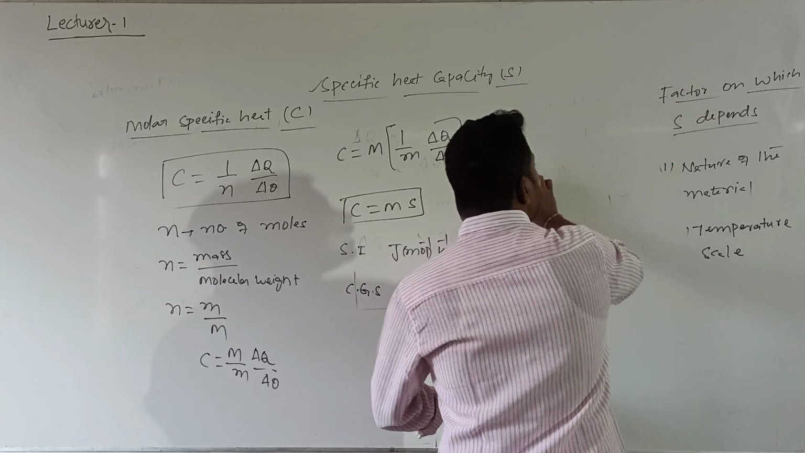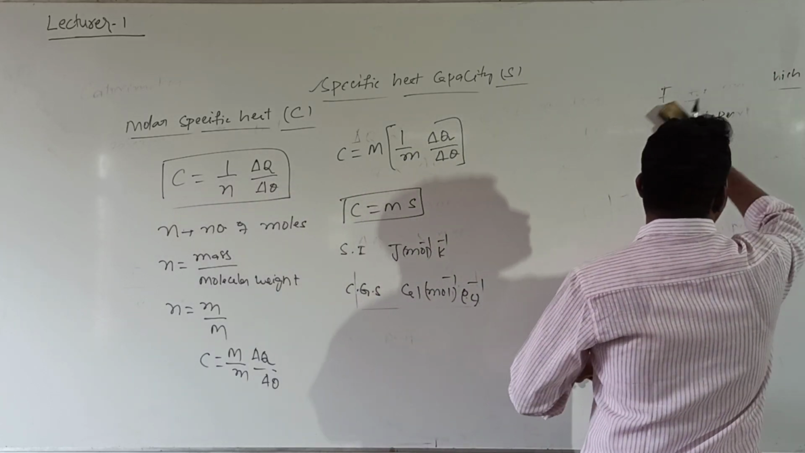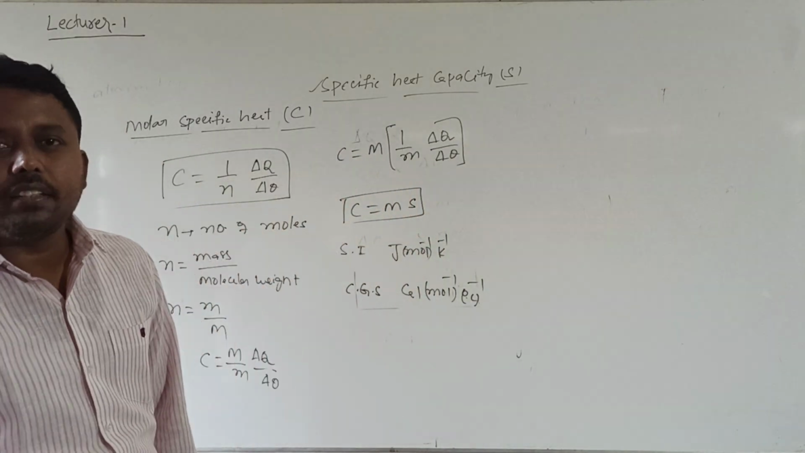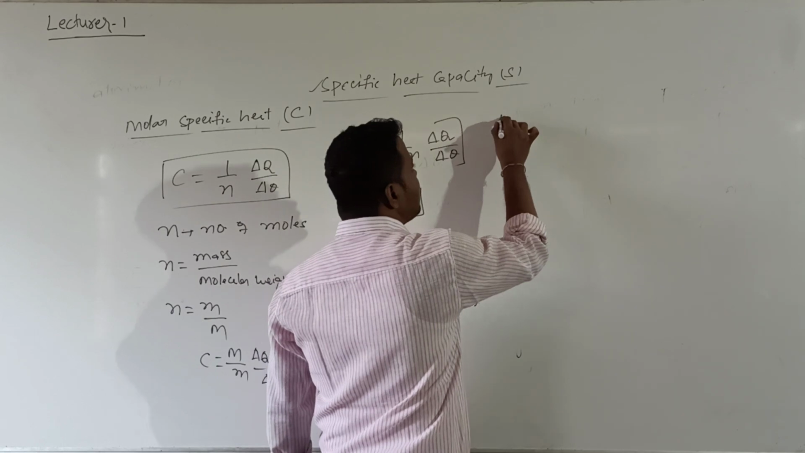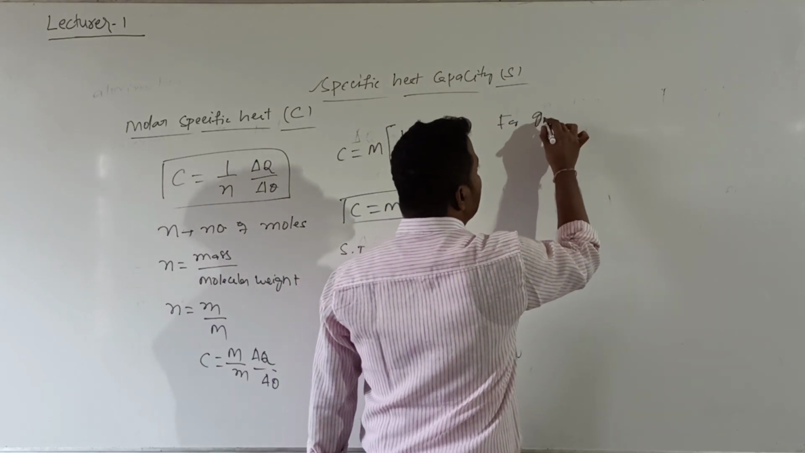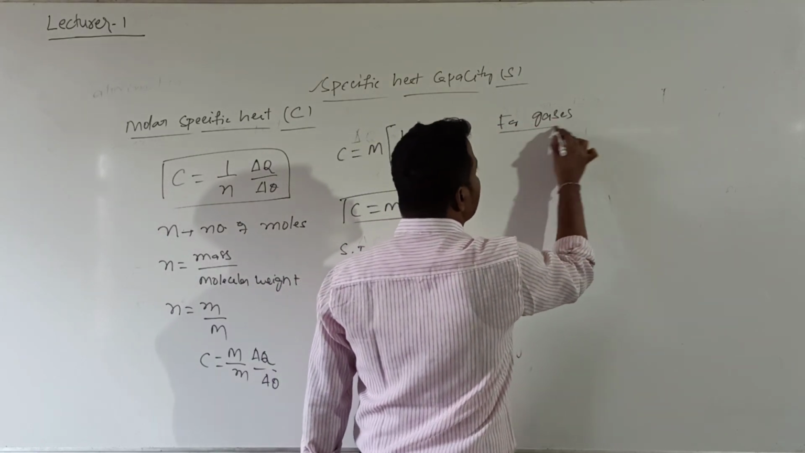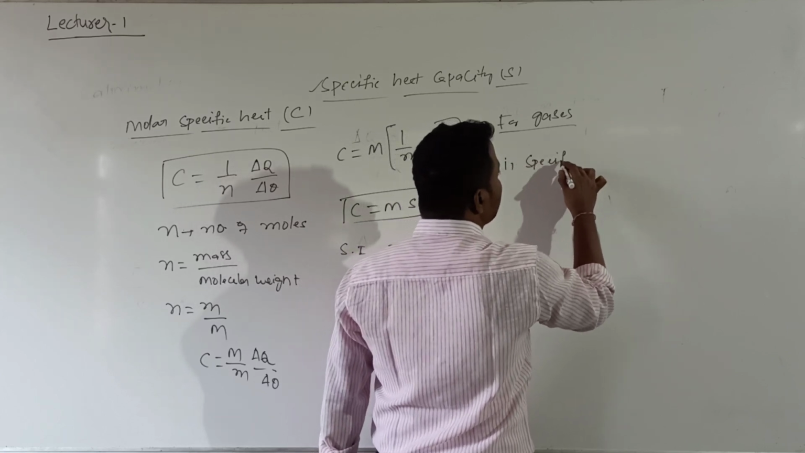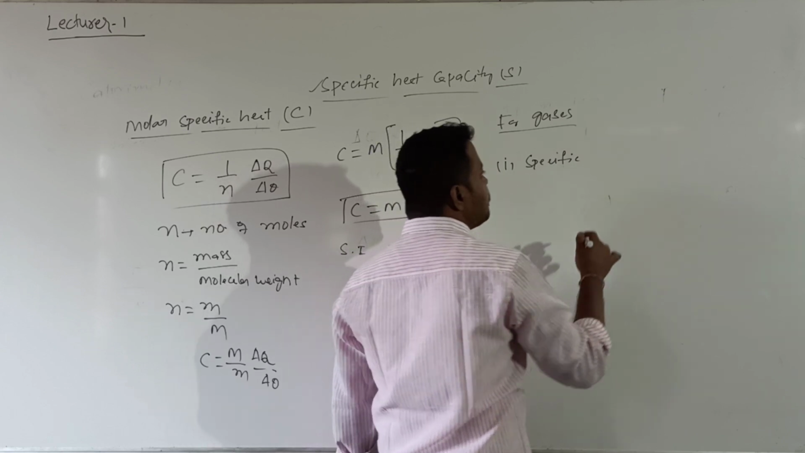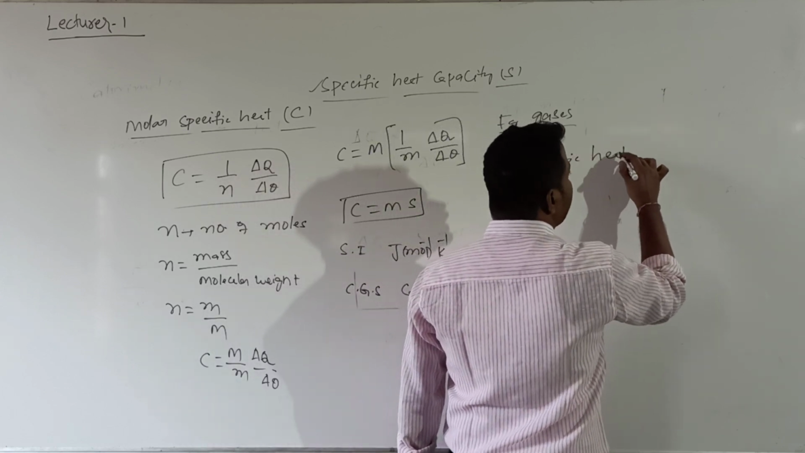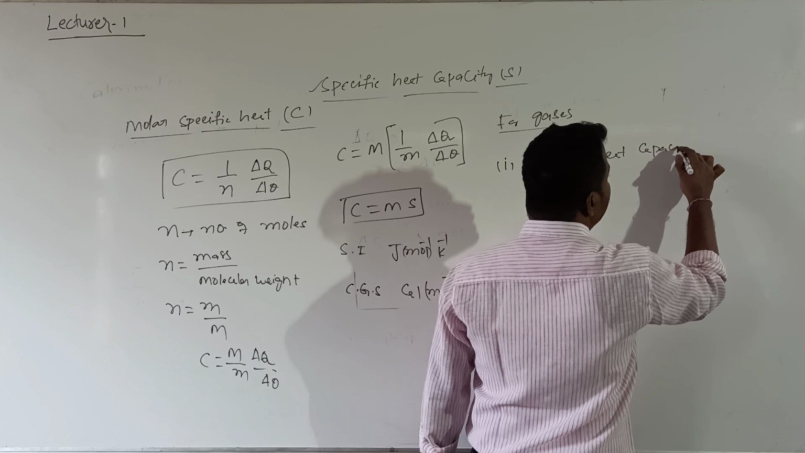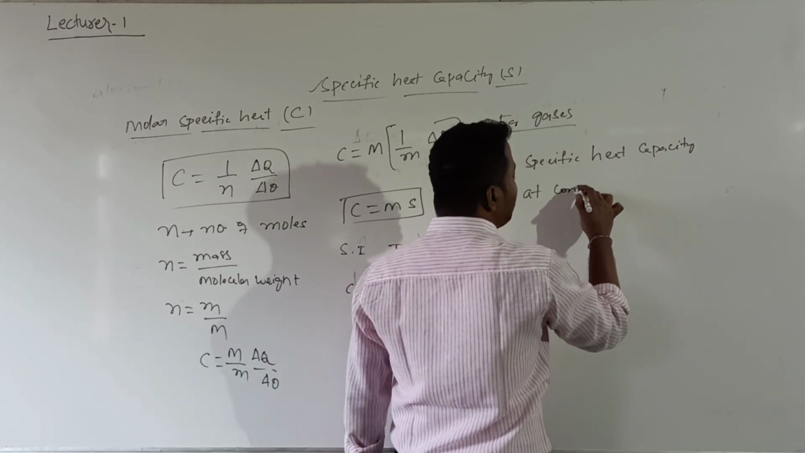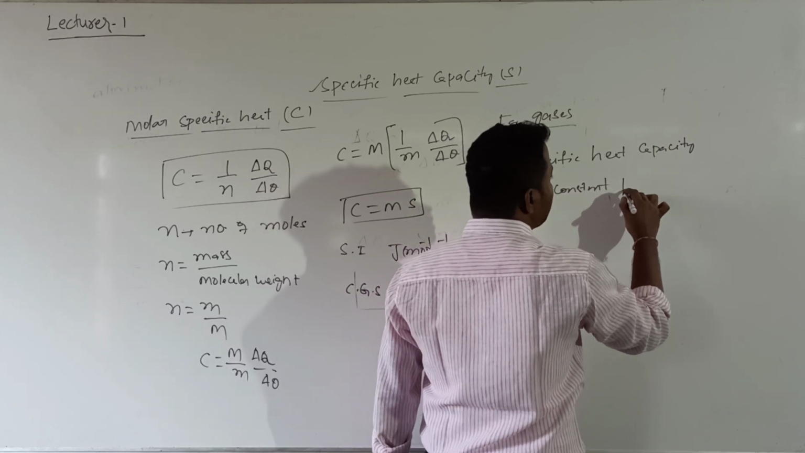Generally, gases have two specific heat capacities. For gases, there are two specific heat capacities. The first one is the molar specific heat capacity at constant pressure.